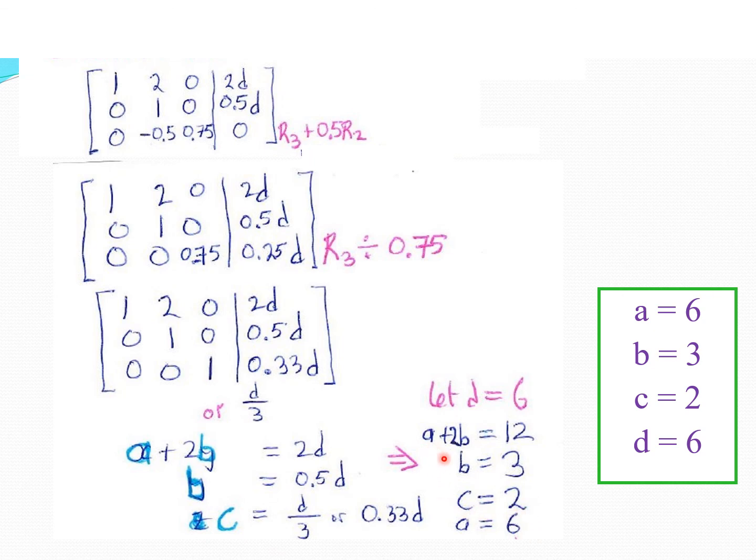Now we know that a plus 2b is equal to 12. B is 3. So 2 3s are 6. So a plus 6 is 12. A is also equal to 6. So let's summarize that information. We have a is 6, b is 3, c is 2, and d is 6. We chose 6 to be the value for d. And then we got a, b, and c.